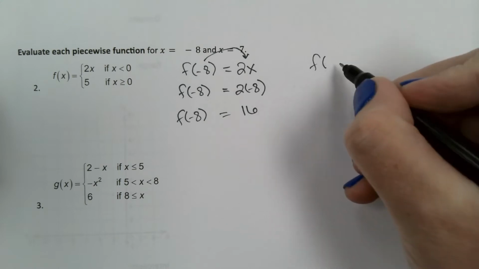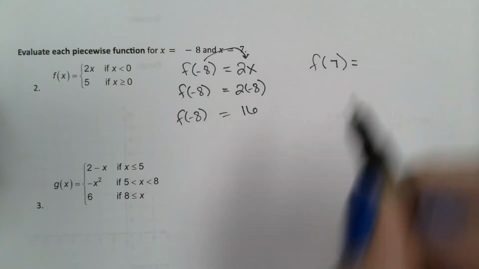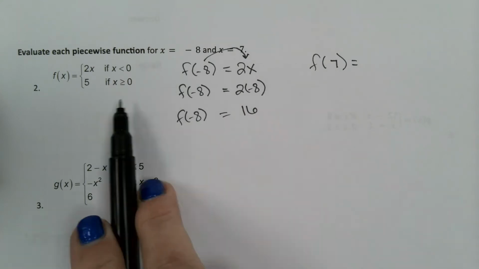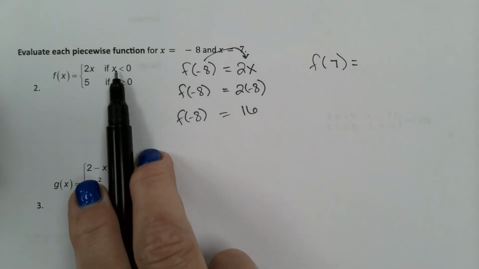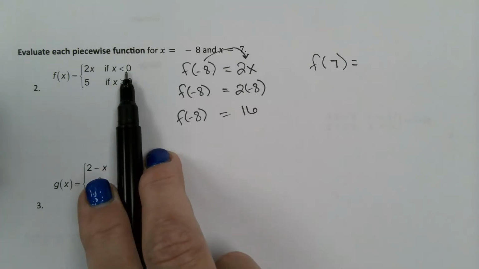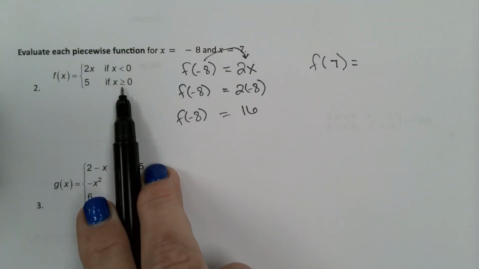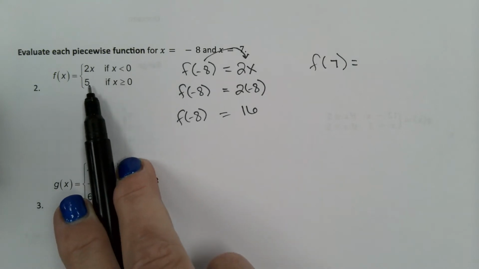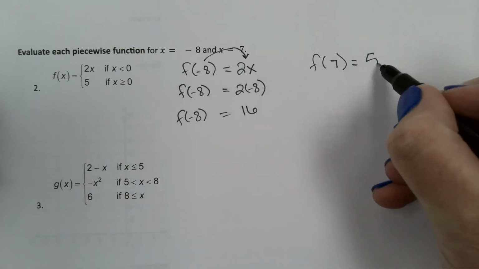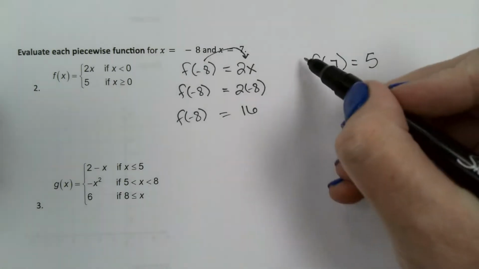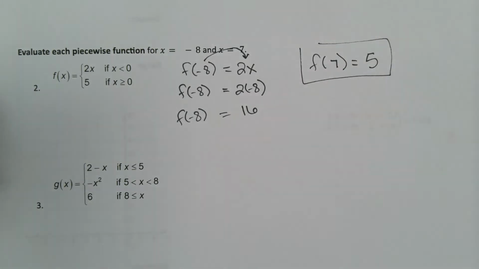The next one says find f of 7. All right, so when my x value is 7, you come back here to your parameters. Is 7 smaller than 0? No. Is 7 bigger than 0? Yes. Then you use this equation. When my x value is 7, my y value equals 5.